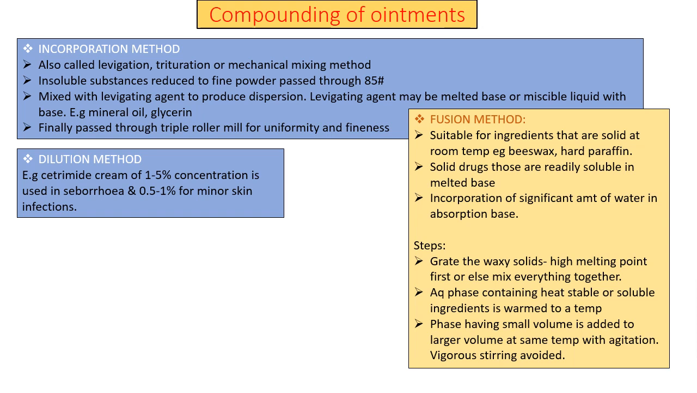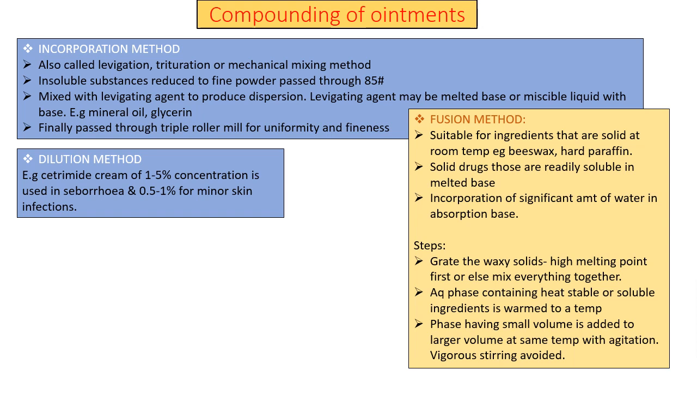Further, which cream is made by the dilution method? I told you in the first slide that in the classification according to method of manufacturing, only two were mentioned. One was the incorporation method, with sulfur as the example, and another was the fusion method, with simple ointment as the example. So these are just examples of two more ways of making ointments. One is the dilution method. Cetrimide cream is made by the dilution method.